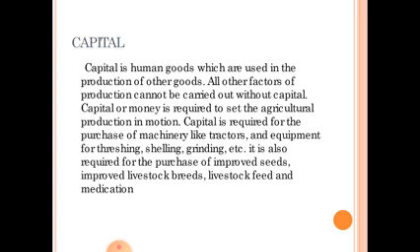Capital. Capital is human-made goods which are used in the production of other goods. All other factors of production cannot be carried out without capital. Capital or money is required to set agricultural production in motion. Capital is required for the purchase of machinery like tractors and equipment for threshing, shelling, grinding, etc. It is also required for the purchase of improved seeds, improved livestock breeds, livestock feed, and medication.